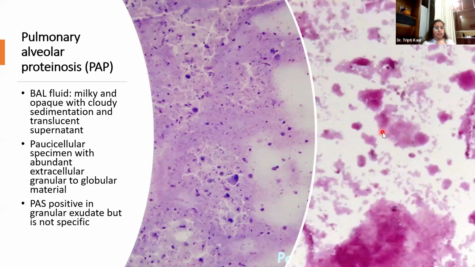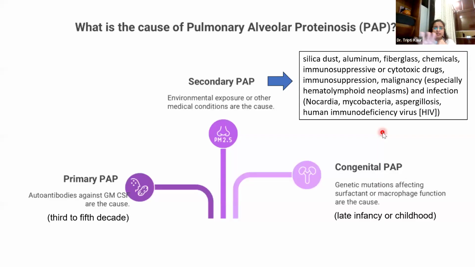So this is the cytology of PAP. It is a very non-specific thing unless and until your clinician puts this doubt in your mind. You will not even think of PAP. But when you see a dirty smear and grossly you see a very milky kind of fluid with cloudy sedimentation, you should always do a PAS and PAS with diastase on your smears, because this material is PAS positive, diastase resistant. So this is what I was asking you about.